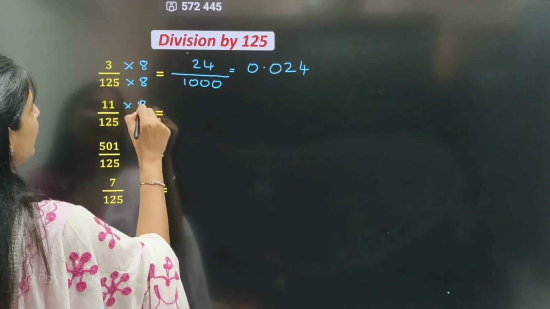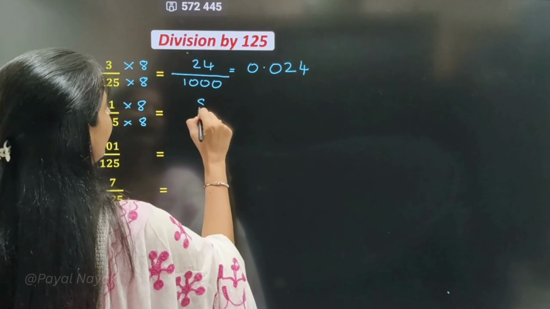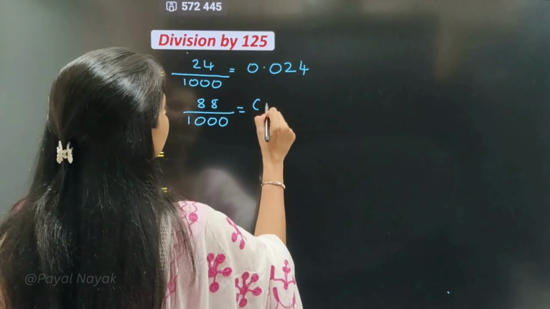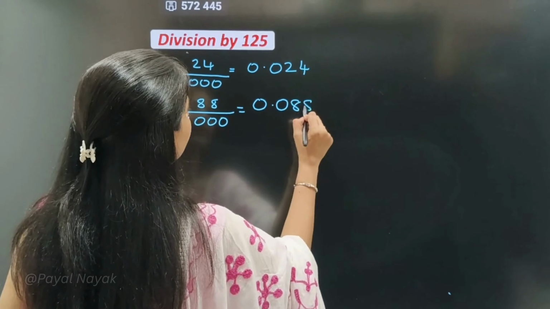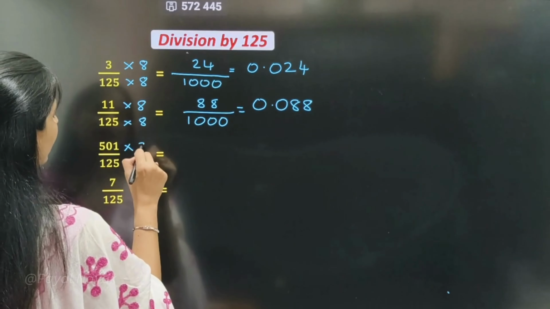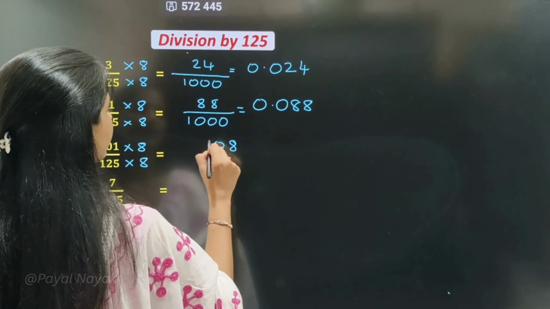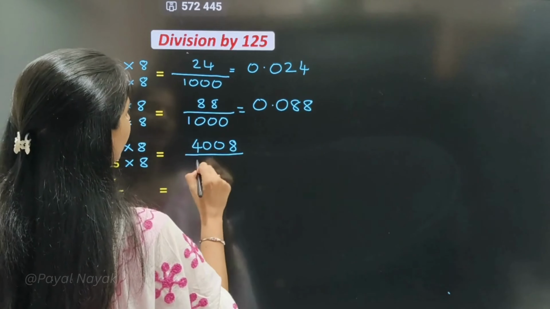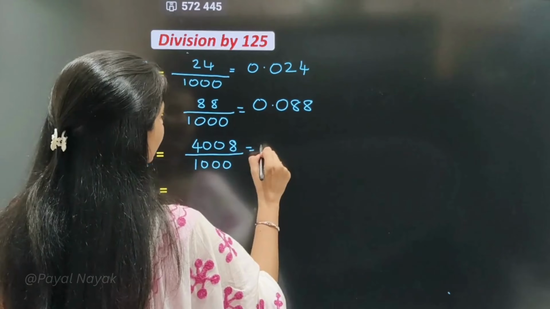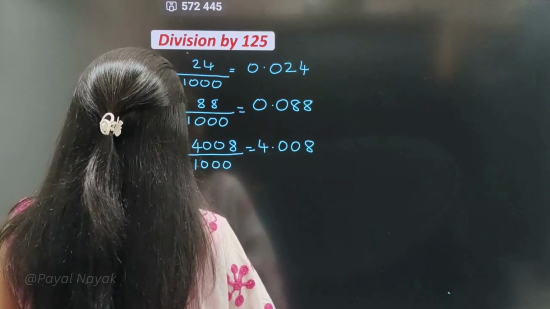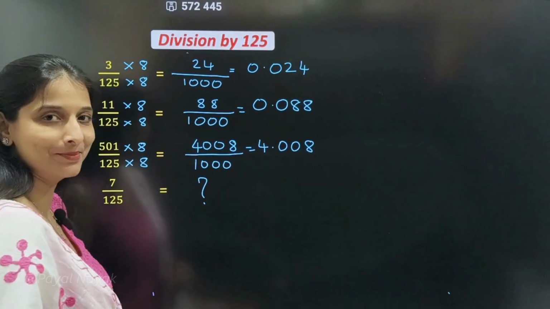Same way, 11 into 8. So 11 8s are 88 upon 1000. So here 0.088. 501 into 8. So this becomes 8 1s are 8, 8 0s are 0 and 8 5s are 40 upon 1000. So this becomes 4.008. And this sum is for you.